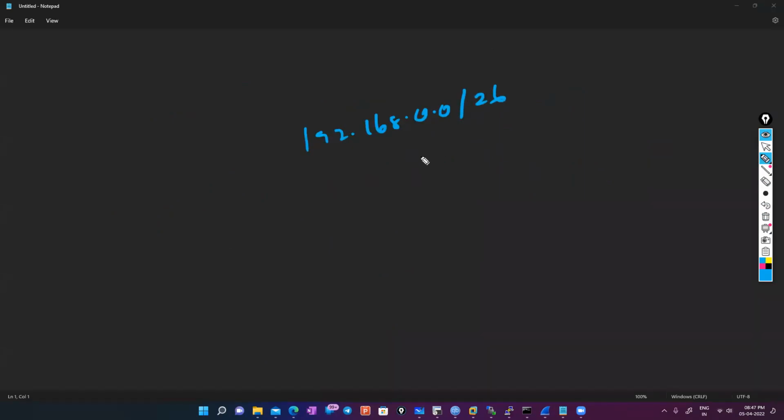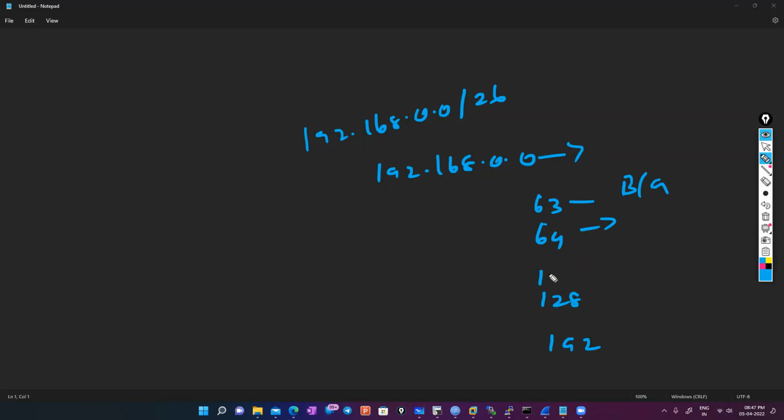So let me make it simple like this: 192.168.0.0/26, and the range starts from 192.168.0.0, 64, 128, and 192. So the value starts from 0 to 64, right? So 63 is my broadcast address. Guys, this comes with practice. I'll give you some exercises. You do these and come back with them. You can make it easier only by practice.